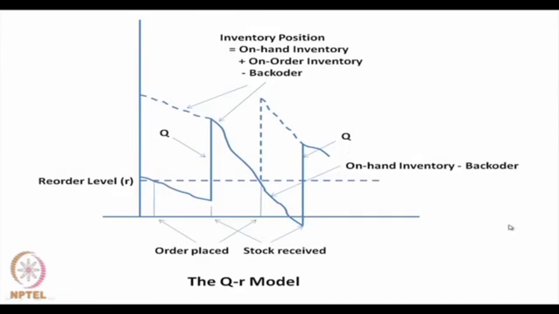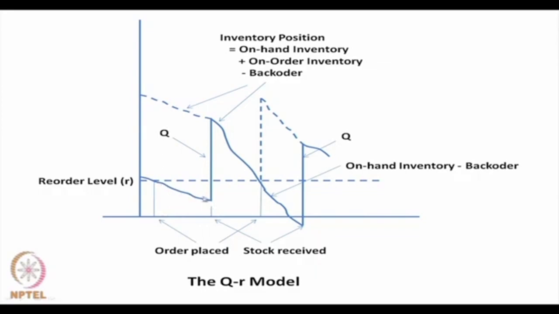So, here we are plotting the inventory on this axis and time on this axis. This is the reorder level R, calculated the way we have already decided, and this is a QR model. The firm line is the inventory line. As the inventory is falling, somewhere here it reaches the reorder level, we place an order Q, and this is the lead time. The replenishment arrives after the lead time.